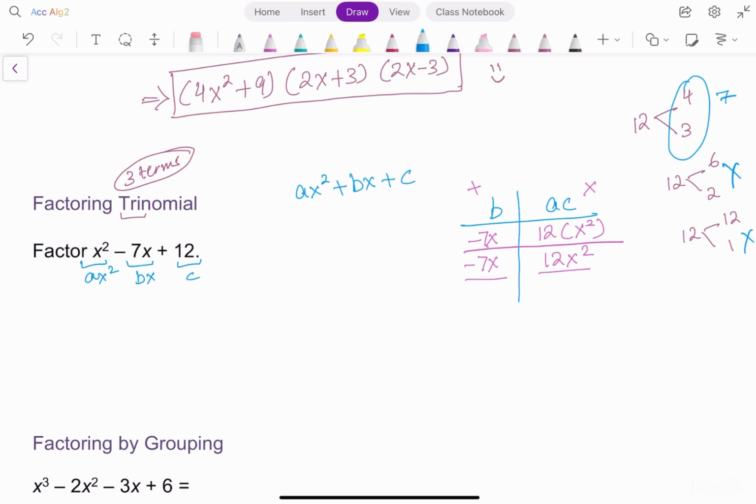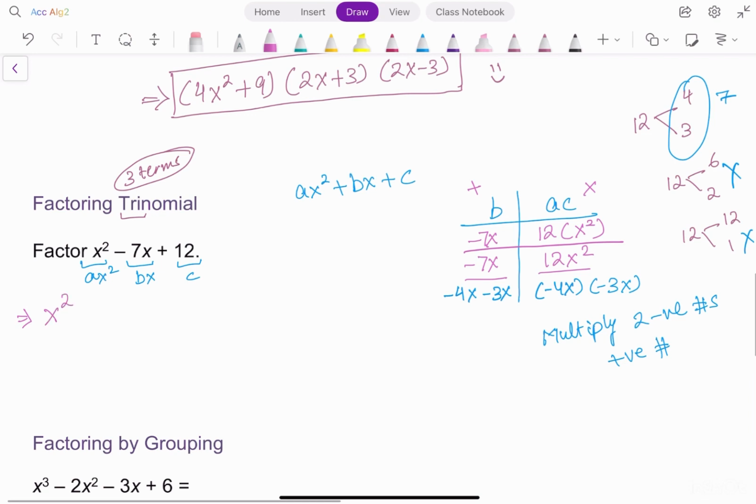So I can rewrite negative 7x as negative 4x minus 3x. And the same two numbers when multiplied together will give you 12x squared. Remember, when you multiply two negative numbers, it will generate a positive number. So negative 4x times negative 3x will give you positive 12x squared. Now let's rewrite it. I will rewrite negative 7x as negative 4x minus 3x. Remember, we are rewriting only the middle term, that is the B term.